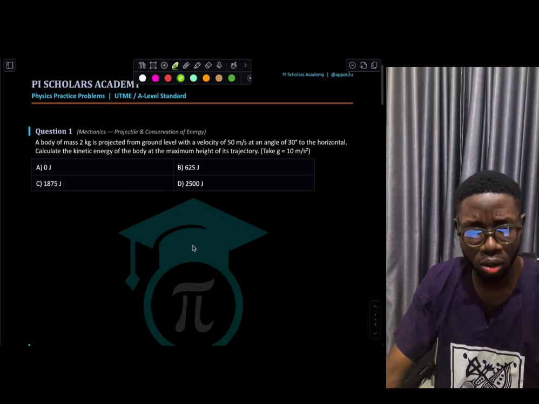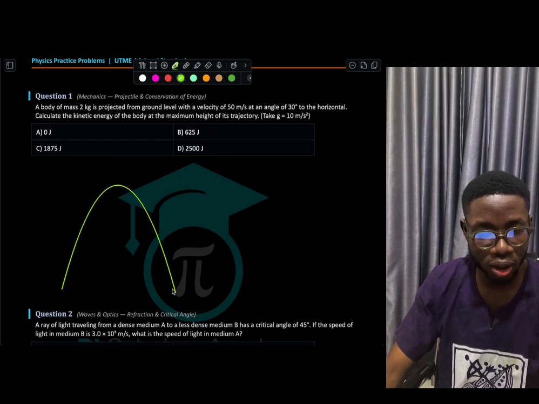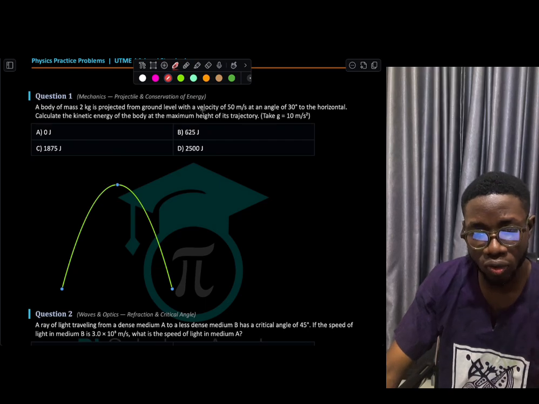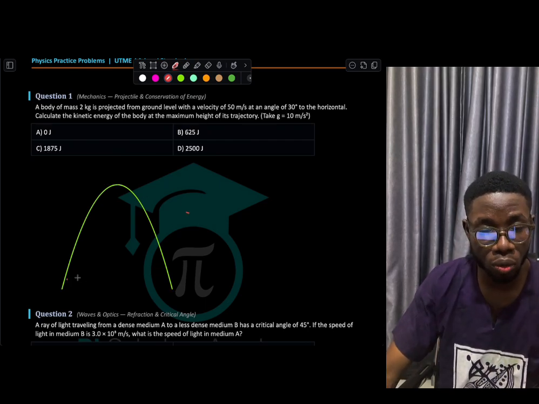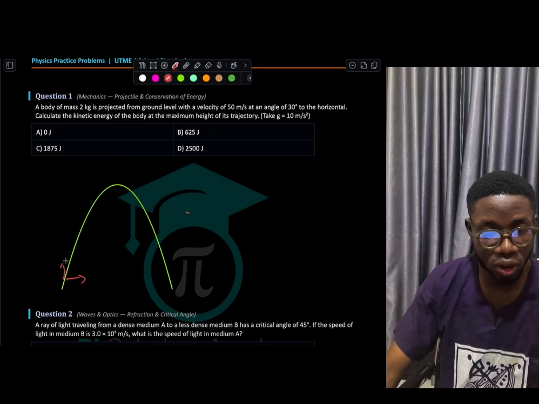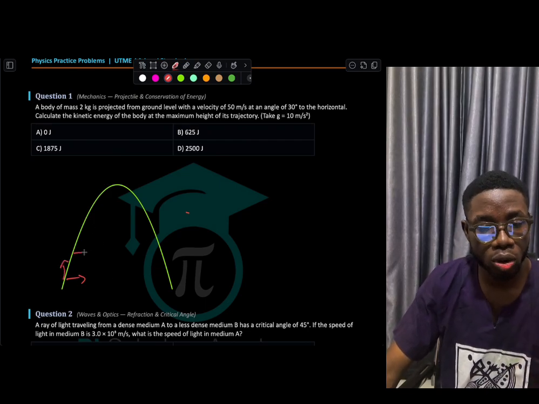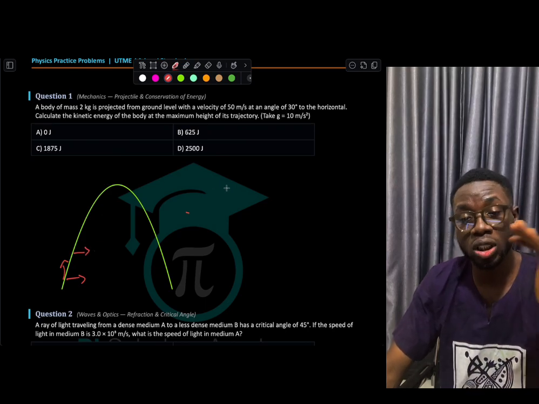So a projectile, when you look at a typical projectile, it follows a path of this nature. And what we observe about the velocity is that there are two components to it. There will always be the horizontal component of velocity and the vertical component of the velocity. When the body is moving up, the horizontal component of the velocity is always constant throughout the entire journey.